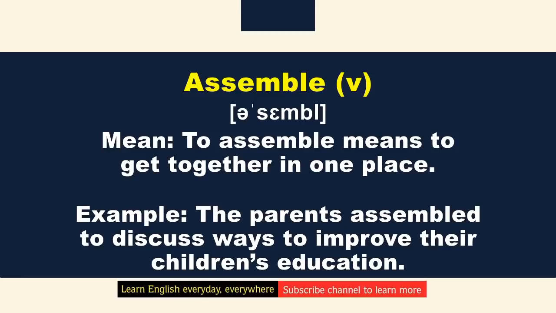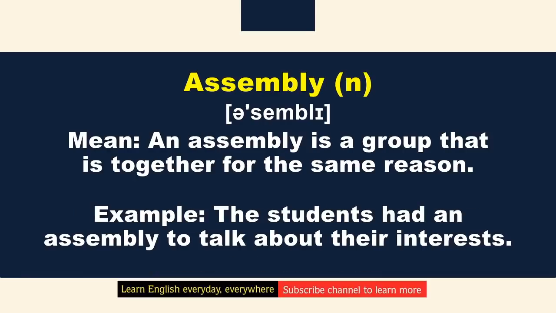Amber. Amber is a hard, yellowish material that comes from trees. The necklace was made from pieces of amber. Assembly. An assembly is a group that is together for the same reason. The students had an assembly to talk about their interests.